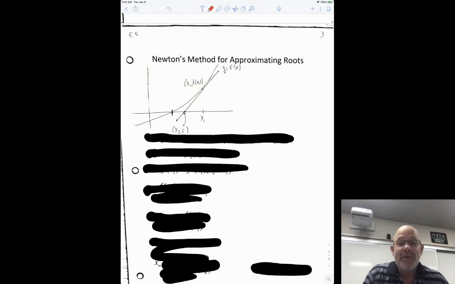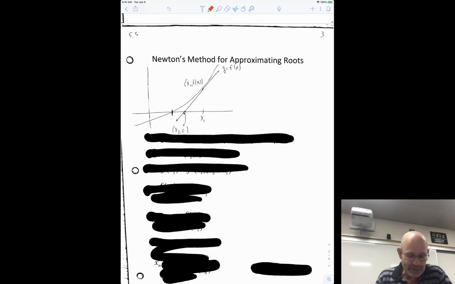Section 5.5, part 3. If you're here watching, it's because you want to know why Newton's method works. It's pretty cool, actually. So I'm going to walk you through it, and we're just going to wind up with that same formula you had at the end of the last video. The idea is Newton's method actually uses tangent lines.